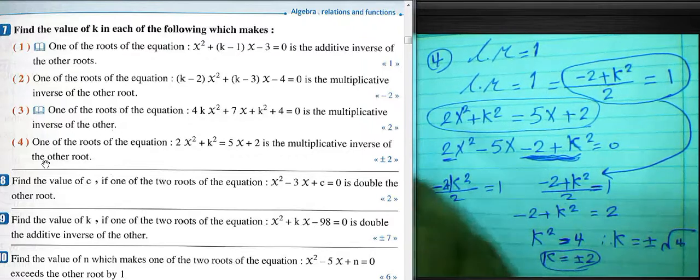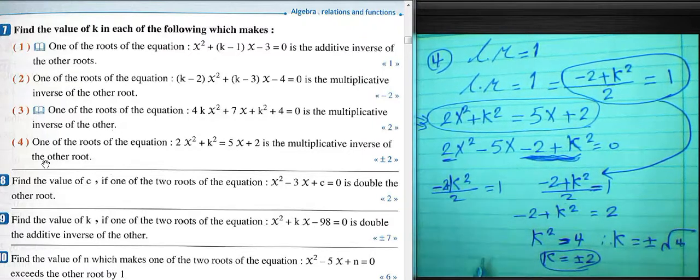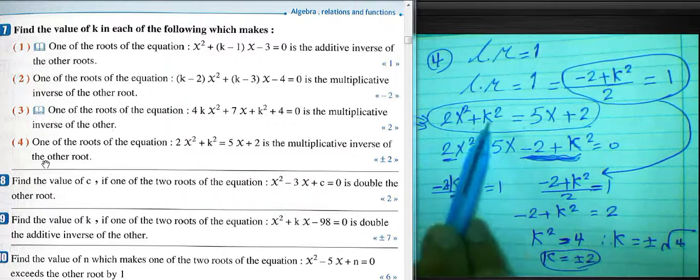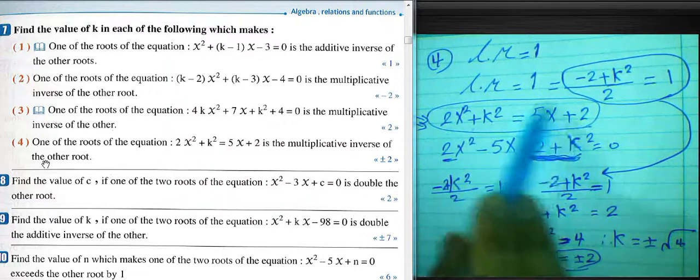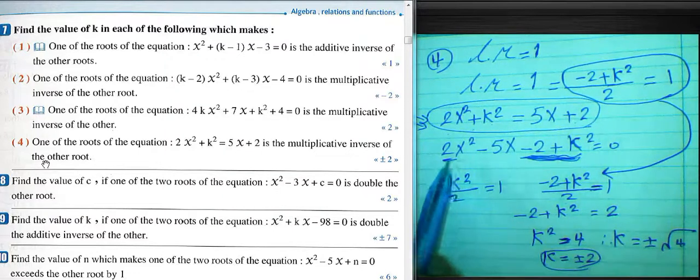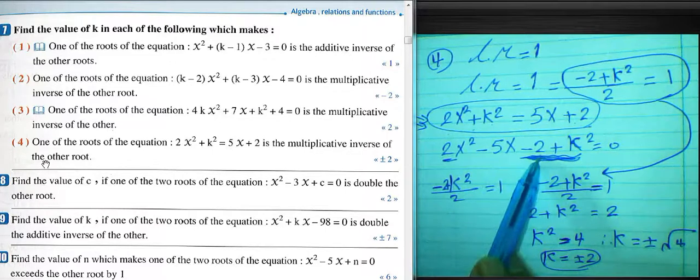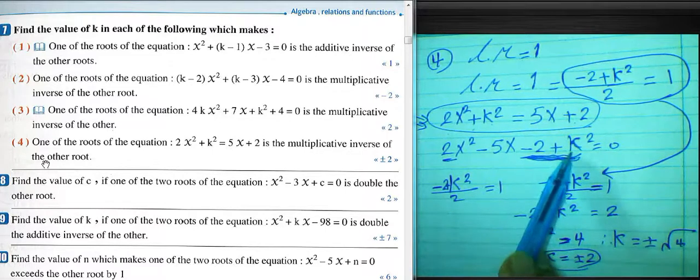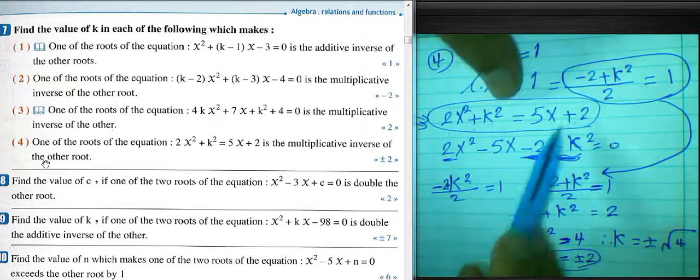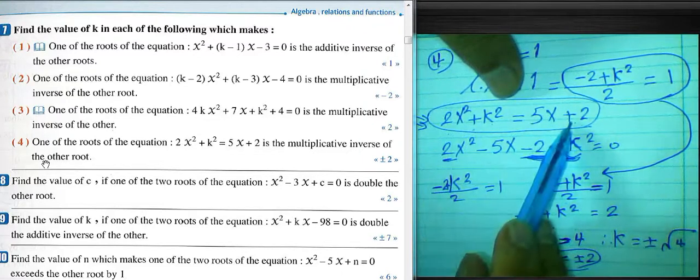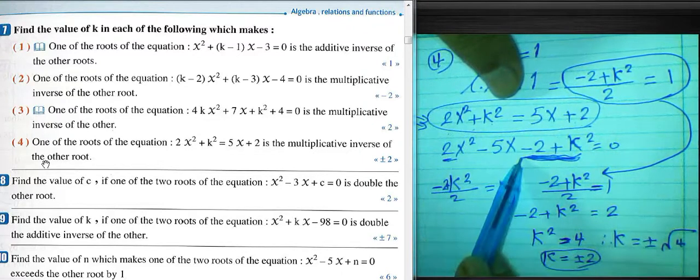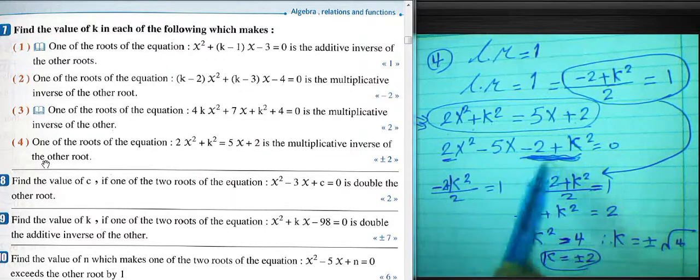We will write the equation in another form, 2x² + k² = 5x + 2. We can move this expression to the left-hand side: 2x² − 5x − 2 + k². Each term moves with the inverse of its sign, so in this equation we can find the constant here.